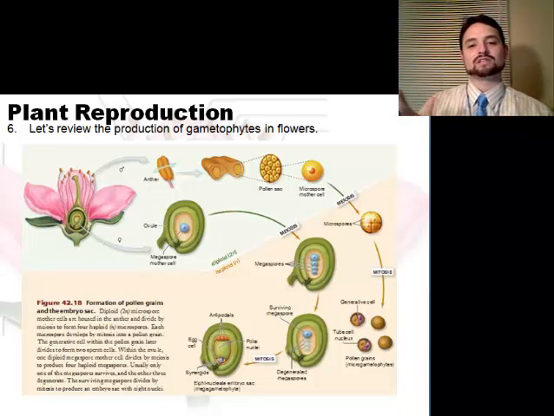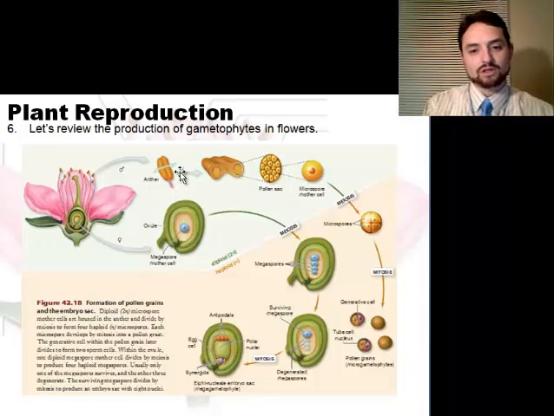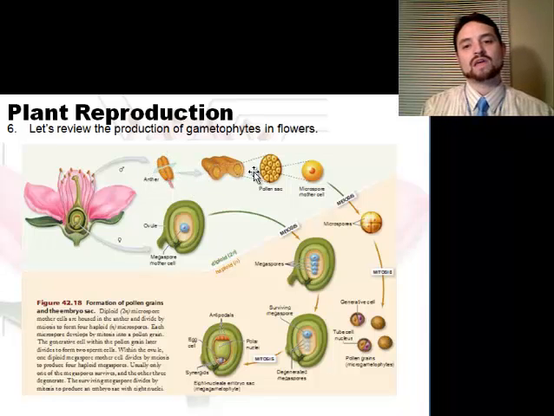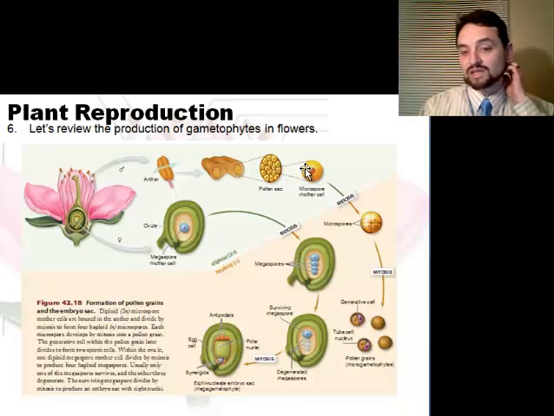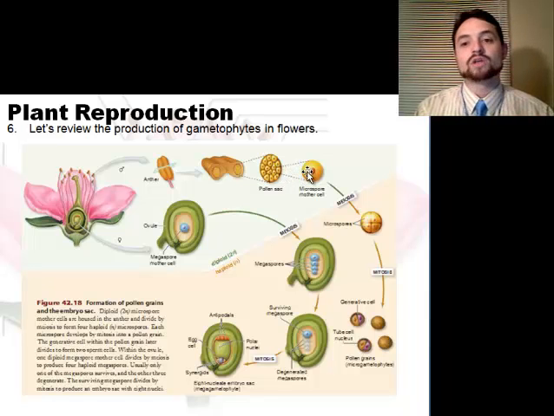Let's go a little bit further in our review and look at the gametophytes in the flower. So now we're looking at an anther. A cross section of the anther shows the pollen sac. Inside the pollen sac you find the microspores, which are the mother cells, so to speak. Actually, the sporophyte is the pollen sac, and the spores that are produced in it, the microspores in this case, will then go through meiosis and produce the pollen grains, which will actually be released to produce the sperm.